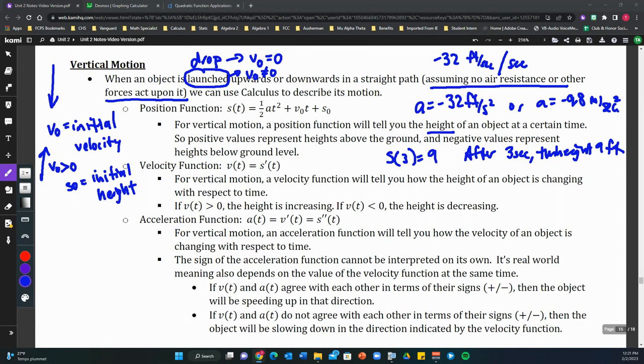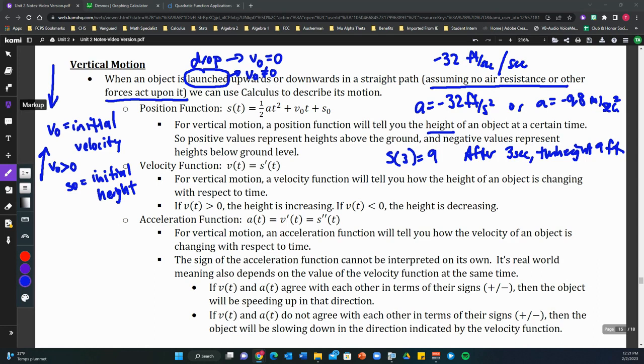Then we have our velocity function. One name we could use is v of t, the velocity of the object at a given time. Or again, we can interpret that as the first derivative of the position function. For vertical motion, a velocity function will tell you how the height of an object is changing with respect to time. So that's the big idea here.